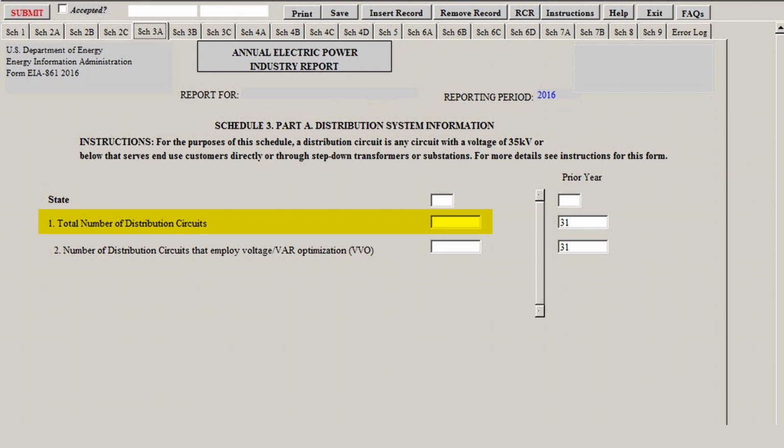Line 1 collects the total number of distribution circuits that have a voltage of 35 kilovolts or less. Closed-loop circuits are called networks, which serve key downtown customers and also provide sub-transmission supply to other distribution circuits through step-down transformers or substations. Line 2 collects the number of circuits that employ voltage or VAR optimization, which is used to actively manage voltage levels and reactive power in order to reduce energy losses and improve reliability and power quality.